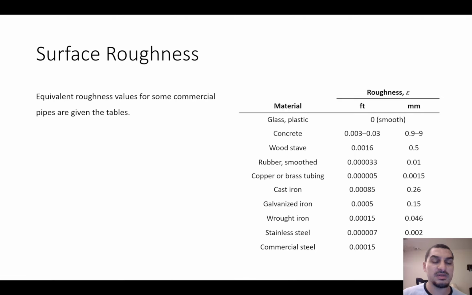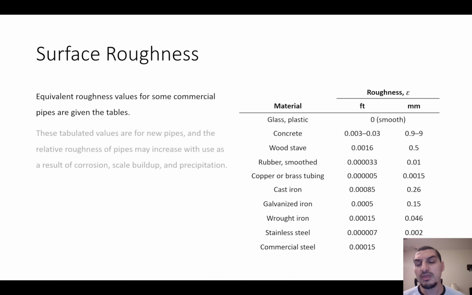So based on the type of material, it will have a roughness value that has been tested and measured before. So you just go to the table, pick the value. The values here, as you see, are given in two units, in feet and in millimeters. So you pick the value that is suitable for your calculations. These values are for new pipes, which means that the pipe is still new, the inner surface is still not affected by the fluid flow.